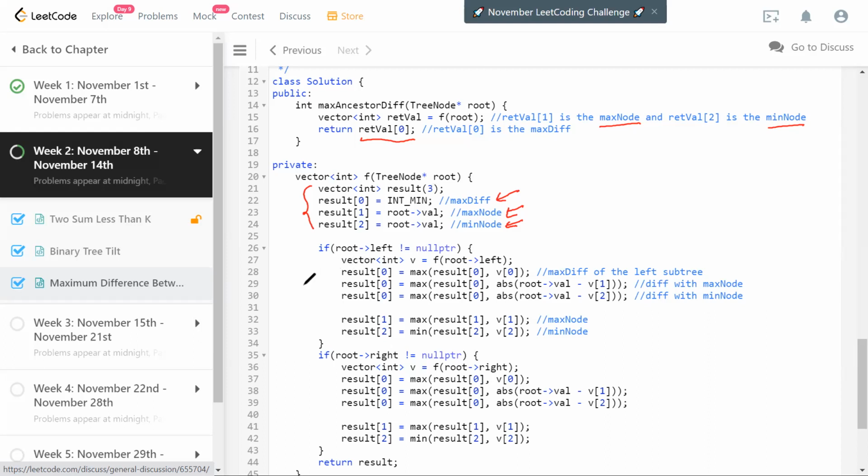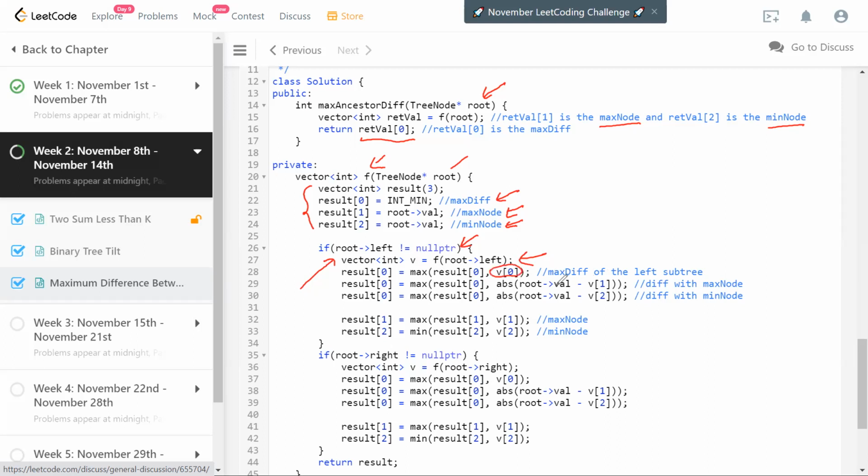If there is no left, I'm not even going to call. That's why I ensure that this function call f will never have root being null. So I don't even have to worry about root being null here, right? We know that this root is not null in the beginning, and we'll never call this function f recursively if that root is null. So if it is not null, only then do I call recursively on f of root of left. I get a vector v. As I told you, the first value, v of 0, is going to be the max diff of the left subtree, right? So that I'm considering here.